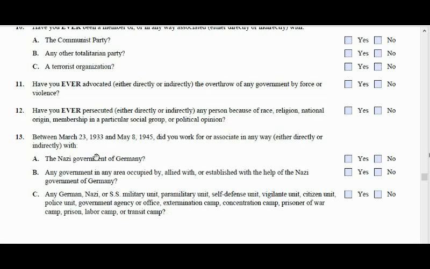I don't want this to sound like I'm just reading through the question, but I'm trying to read it so you can hear exactly what it is, in case you're just listening and not watching it. Basically, they ask you if you have worked directly in the Nazi government. You know what the Nazi government of Germany is, Hitler's government and things like that. So if you've been part of that government.